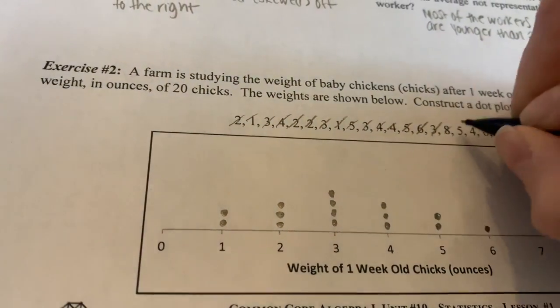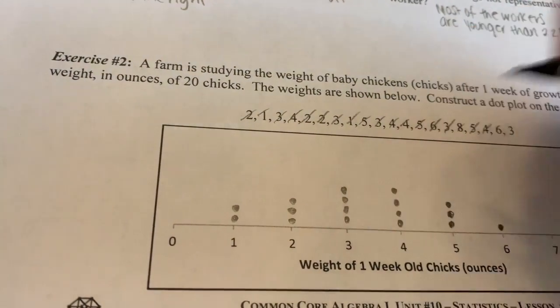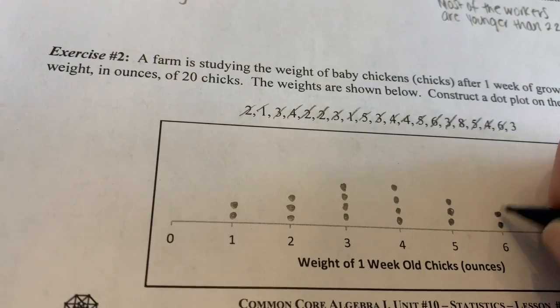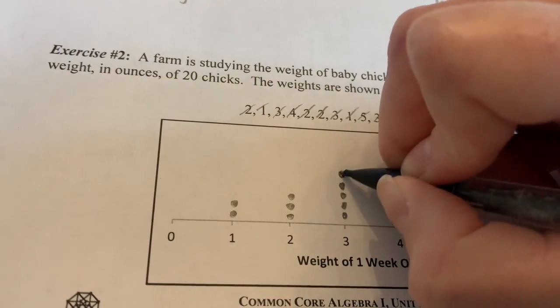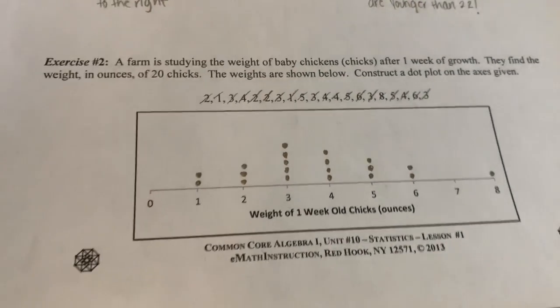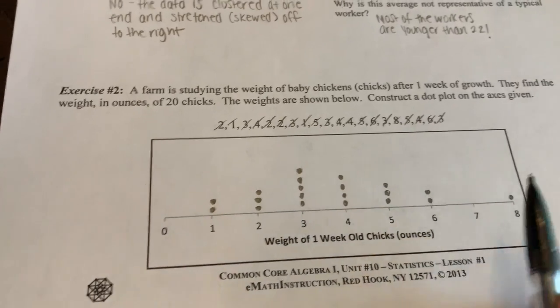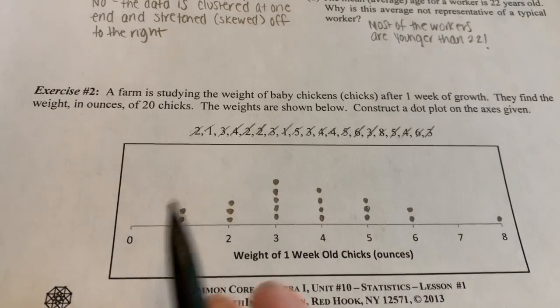8 over here, 5, 4, 6, and 3. And there's our dot plot. And this would be a great example of a symmetrical data set, right? It's pretty symmetrical. There is one little outlier over here, but it's pretty symmetrical.